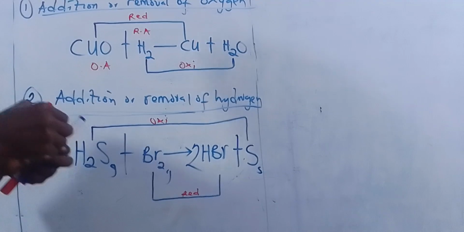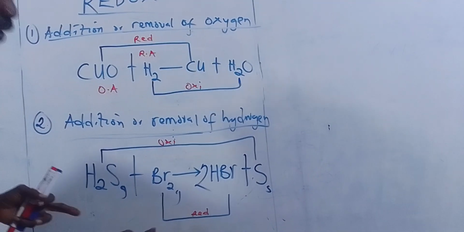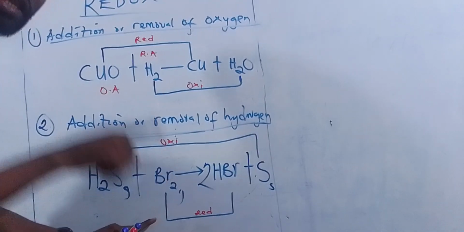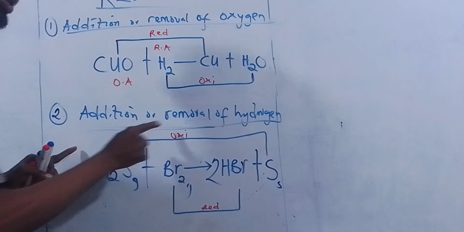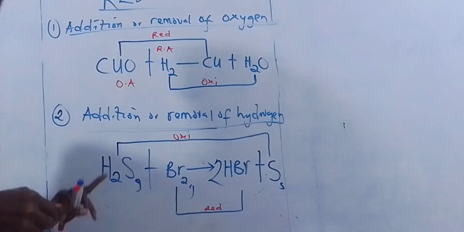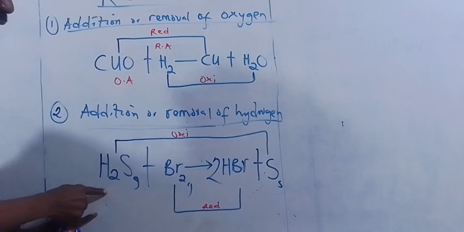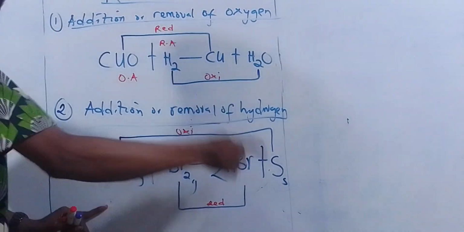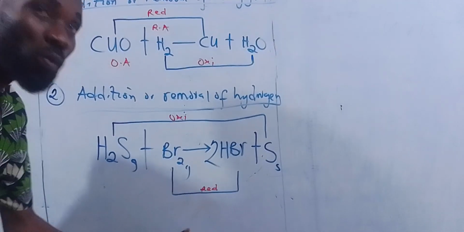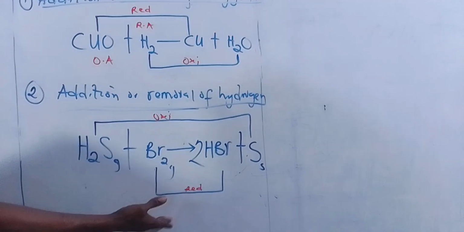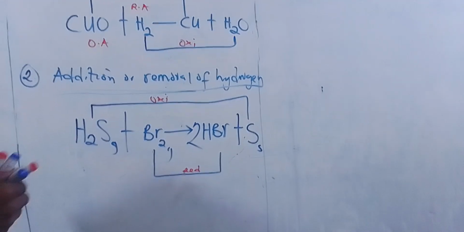Now, in every redox reaction, we should understand that the substance that undergoes reduction is the oxidizing agent, while the species that undergoes the process of oxidation is the reducing agent, because in a redox reaction, the reducing agent ends up being oxidized, while the oxidizing agent ends up being what? Reduced. Now, this is number 2 definition of oxidation and reduction.